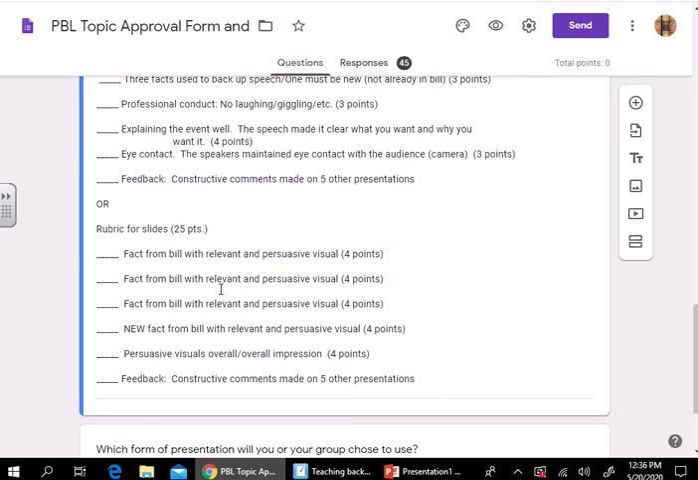If that's going to be in a slideshow, you need a minimum of 4 slides because each slide would have to have a relevant fact. So you have to have a fact. You had 3 facts in your bill. Now, if your bill did not contain good facts, you want to make sure in your slideshow you make those corrections and make them good facts. And then you have to have a related persuasive visual.